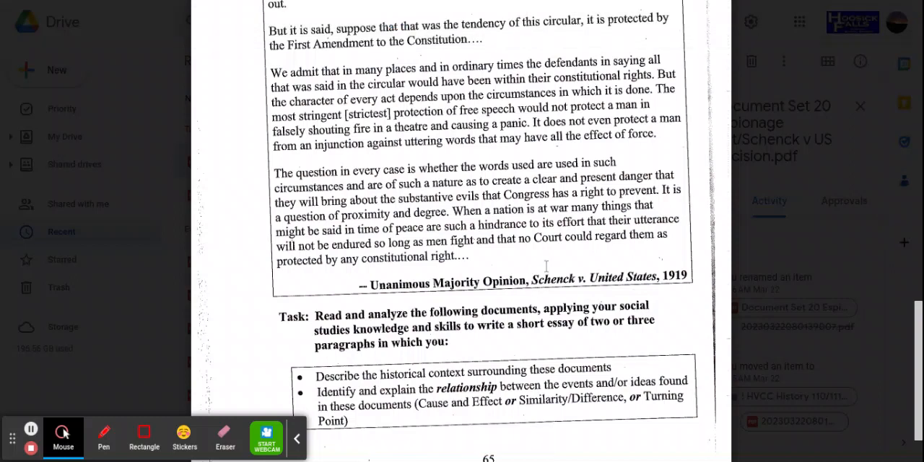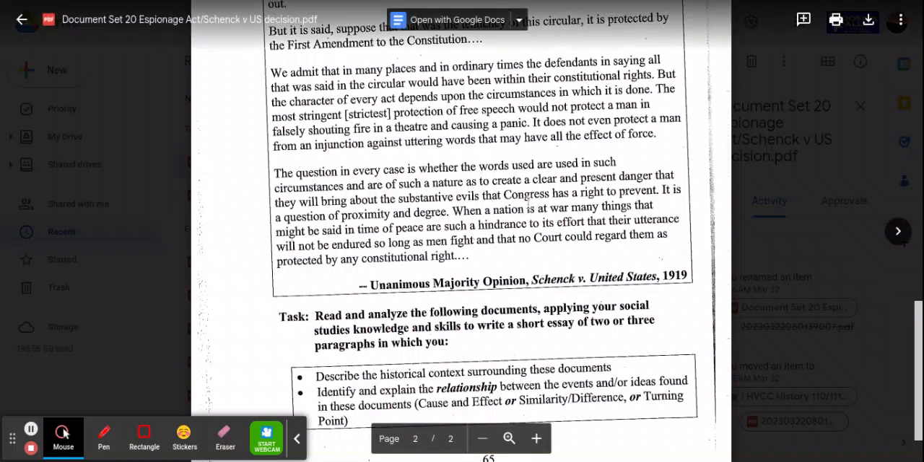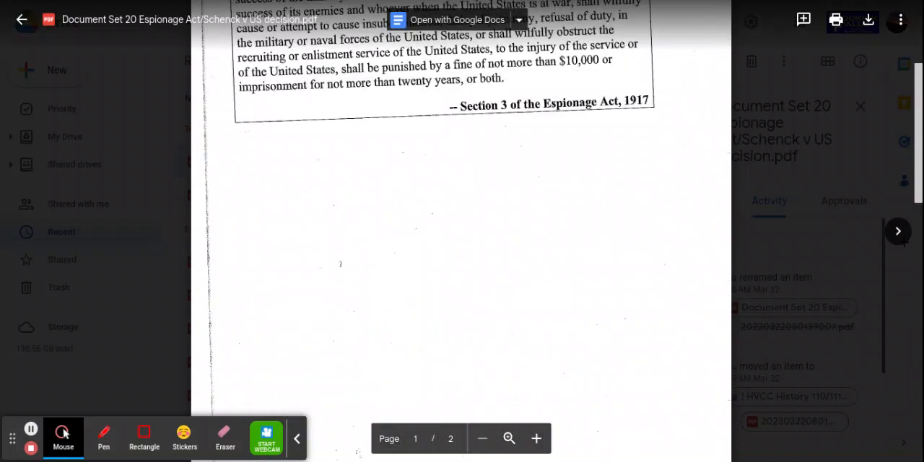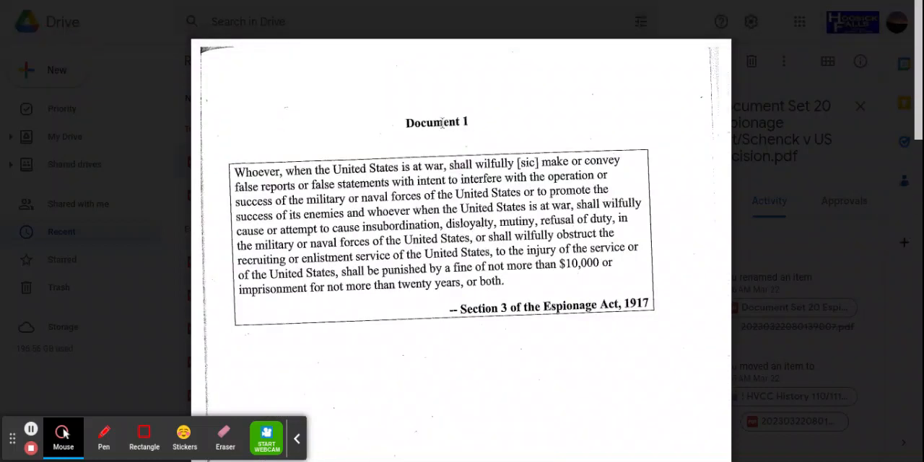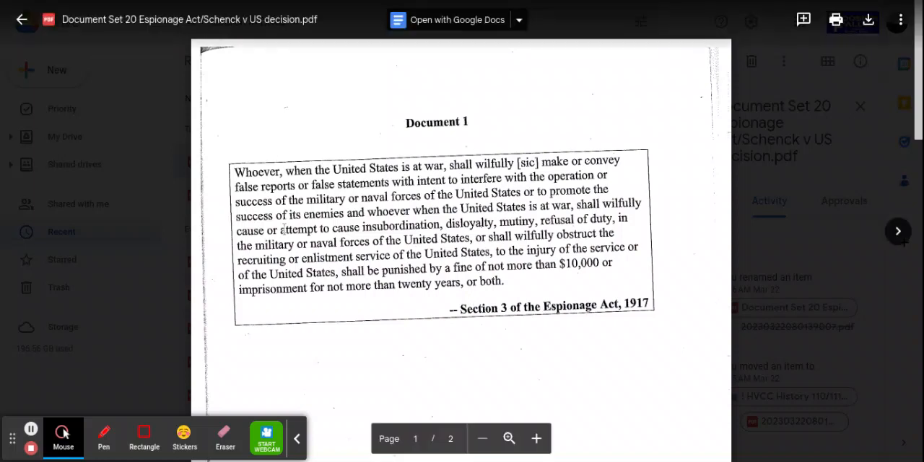I am going to be posting the video link for that video to this assignment, so you can watch that again and glean any additional information you need from it. But this video on Schenck v. United States, in addition to the document, will be helpful in answering the question. So let's begin with the first document, which is Section 3 of the Espionage Act of 1917.